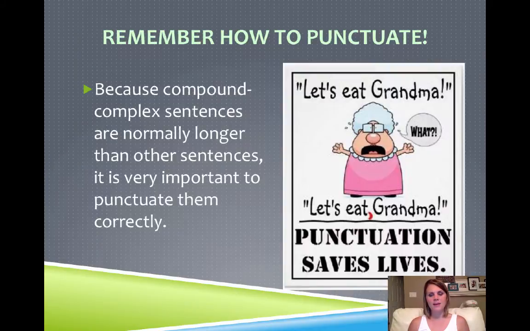And then when you put the comma in there, "Let's eat, Grandma," instead of saying, the first one you're saying like, let's eat her, let's eat Grandma. And the second one you're saying, Grandma, I'm talking to you. Let's eat. So that little comma just saved your grandma's life.